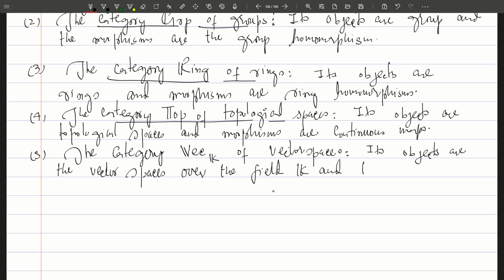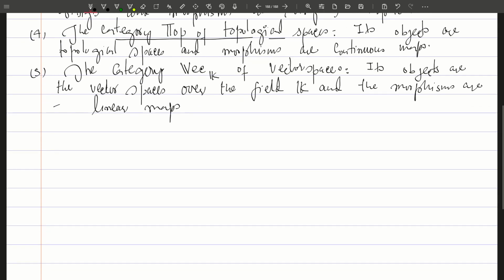And the morphisms are the linear maps. Now we have the definition of isomorphism. When we say two objects in a category are isomorphic, we have this definition here.